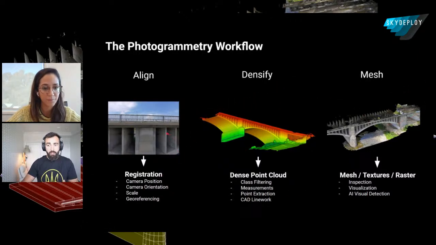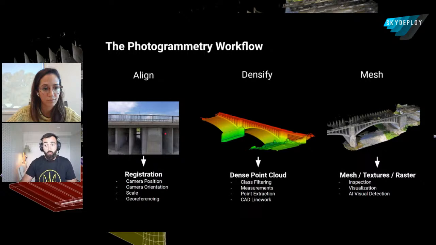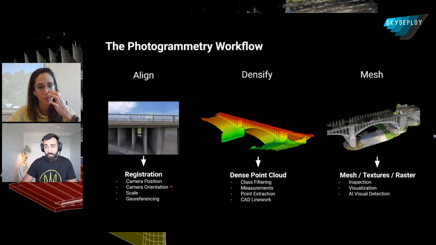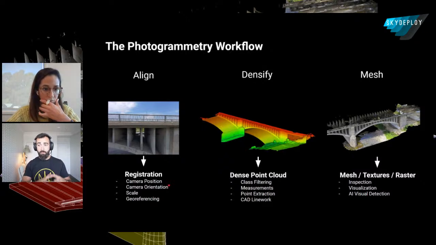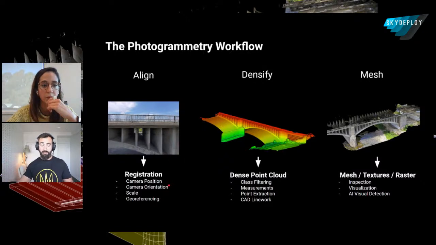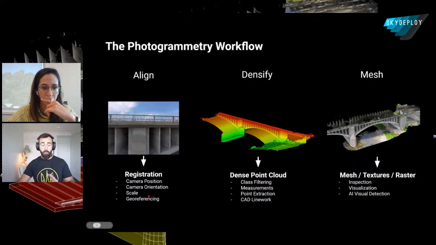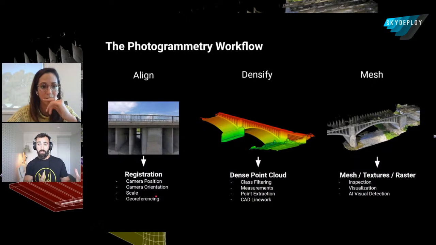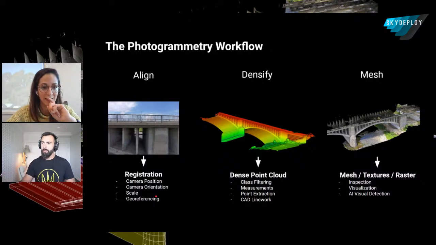So what I can do with alignment, or what I've used it for in the past, is to determine camera position and orientation, right? And I can take that position of each camera and I can bring it to something else. And I can also use this step to perfectly scale my model, georeference it, and even just make measurements on the pictures themselves.